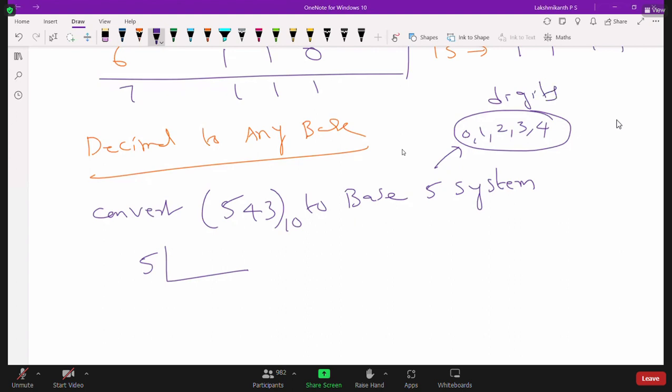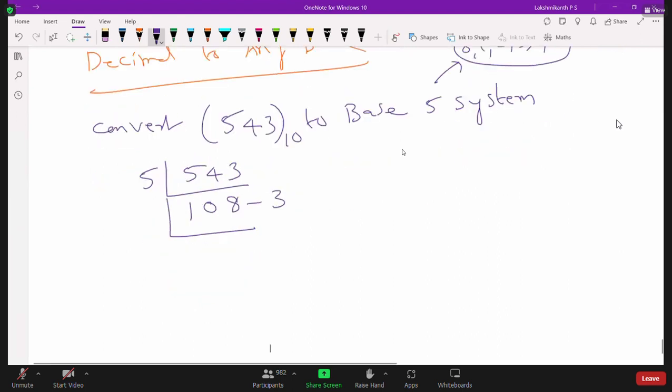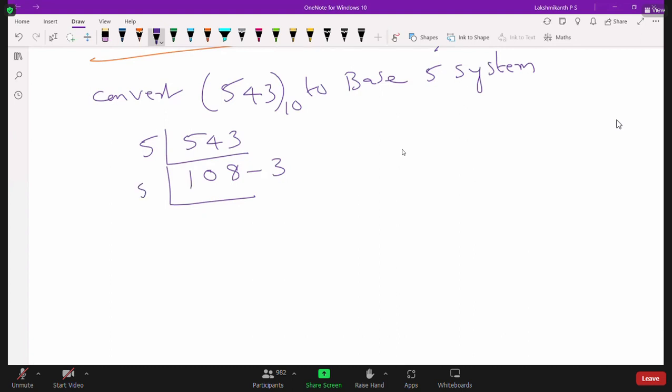Now divide 543 by 5. 5 ones are 5, 5 0s are 0, 5 8s are 40, and the remainder is 3. Again you divide by 5: 5 2s are 10, 5 1s are 5, and the remainder is 3. Again you divide by 5: 5 4s are 20, and the remainder is 1.